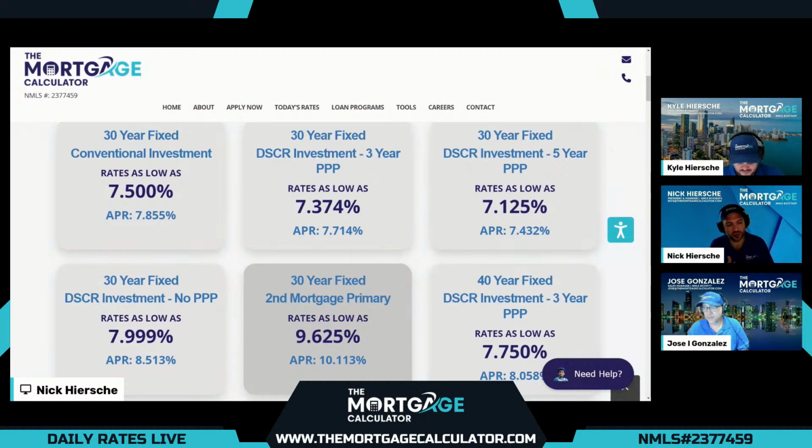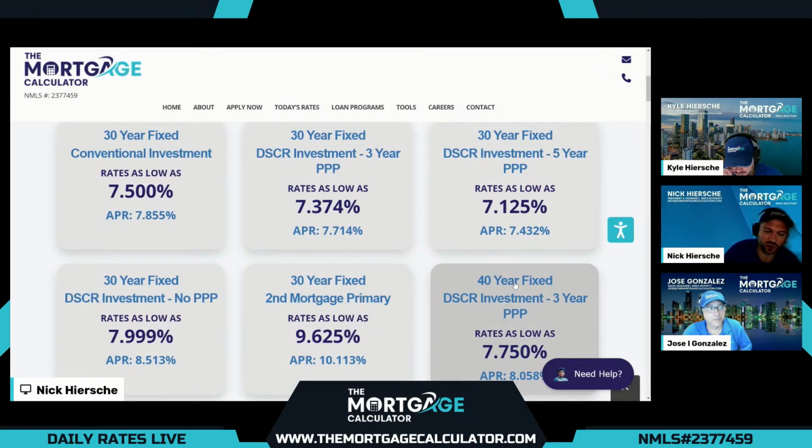And next program that shows up here, we'll go over 30-year fixed second mortgage for a primary home. Definitely very popular request as people want to get cash out from their homes, but do not want to do a cash out refinance and refinance their low first mortgage. So we can add a second mortgage for cash out, rates as low as 9.625, final APR 10.113 for our customers that want to keep their first mortgage. Jose did a show on that yesterday where we calculated the blended rates. Definitely check those out.